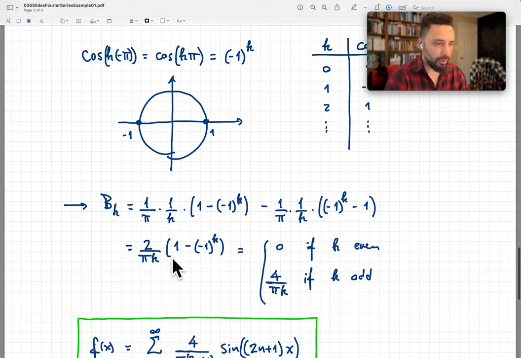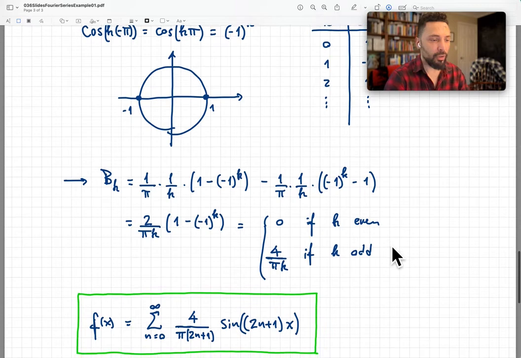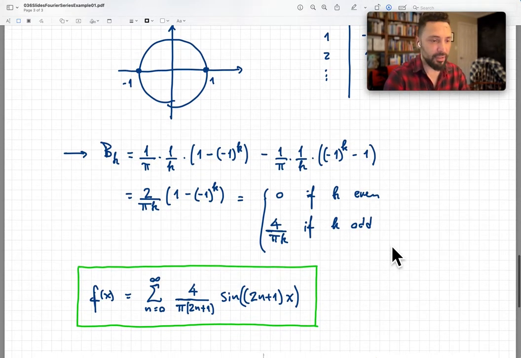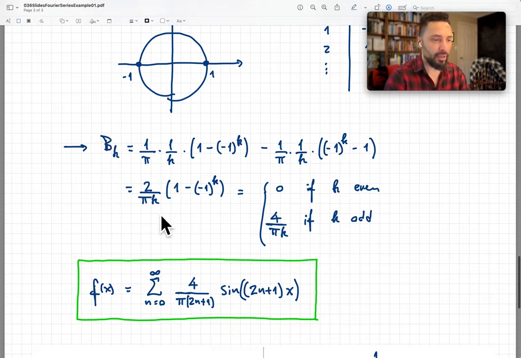And now we look more closely at this, and we see that for k equals 0, for example, which we don't care about, this is 0. For k equals 1, this is going to give us 2. But for k equals 2, which we do care about among the even numbers, the result is 0. So this is 0 for all k even. And so not only do we get rid of the a_k's, we get rid of half of the b_k's as well. So that's interesting. And so the b_k then is 4 over pi k if k is odd.